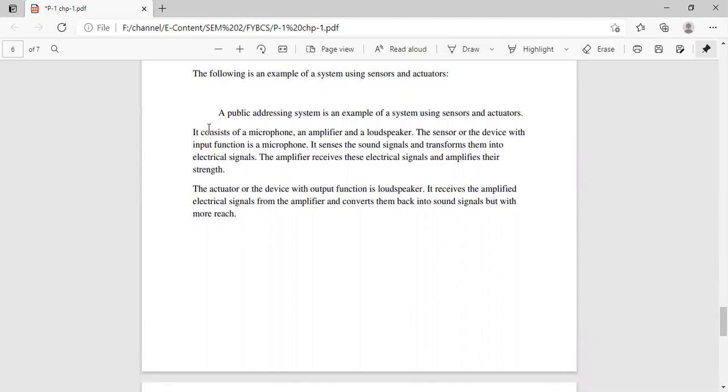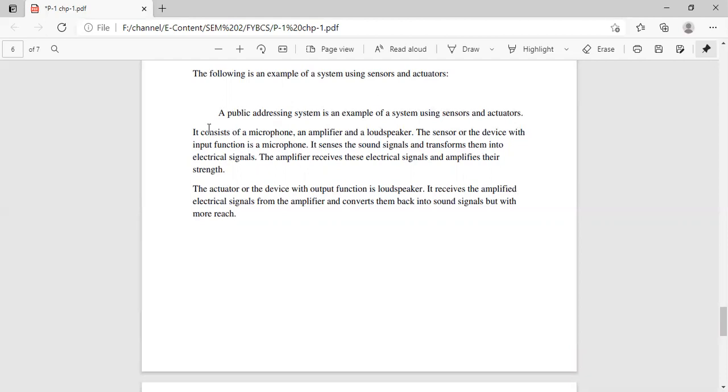After that, the sensor, or the device with the input function, is the microphone. Obviously, a microphone is a sensor which will convert a physical quantity. Whatever we talk, the mic converts that physical voice into its equivalent electrical energy. It picks up the sound signal and transfers it into an electrical signal. The amplifier receives the electrical signals and amplifies their strength. Obviously, when we talk on a mic, our voice is very limited, but whenever we hear that voice, it is too loud. How does that voice become loud? Because there is an amplifier in between. The function of the amplifier is only to amplify the input signal.